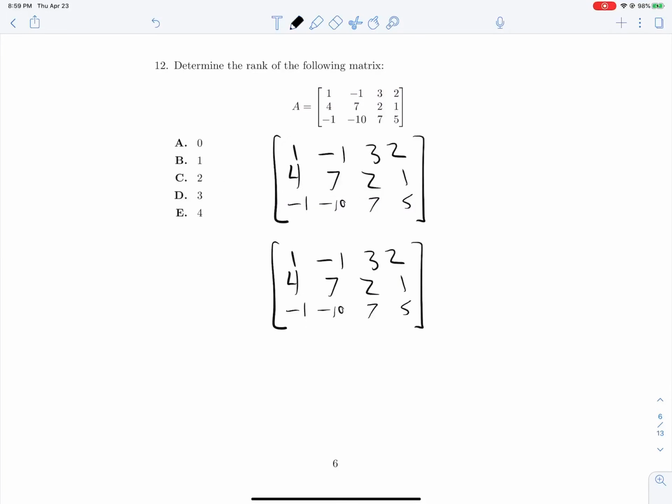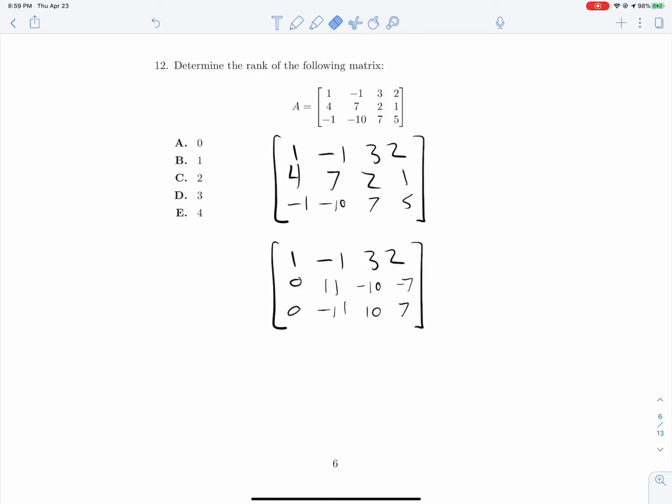Yeah, I did. Okay. Let's add row 1 to row 3: 0, negative 11, 10, 7. Let's subtract 4 row 1s from row 2: 0, 11 minus 4, so minus 12 is negative 10, and minus 8, so negative 7.